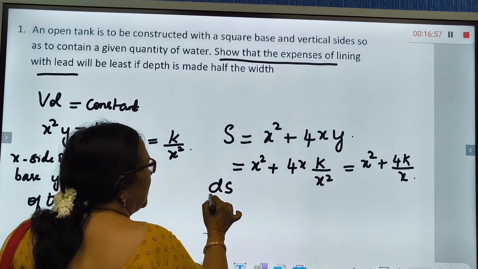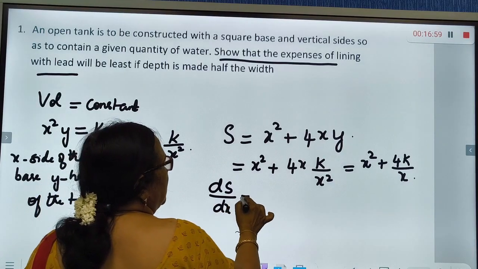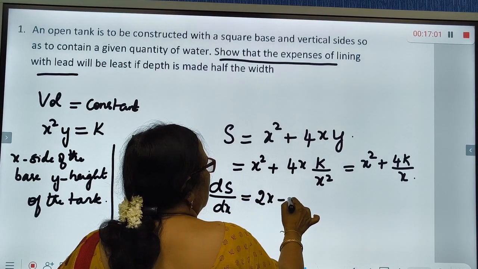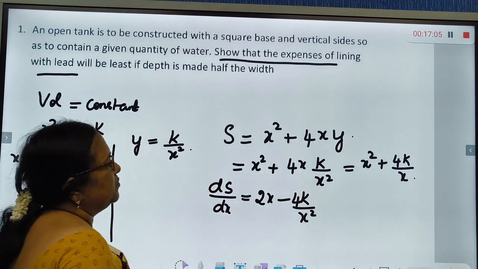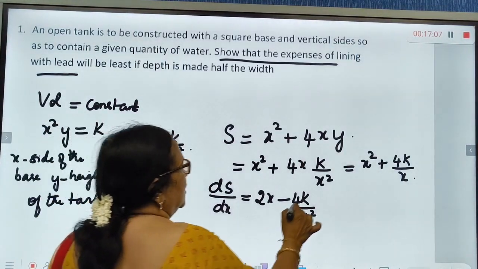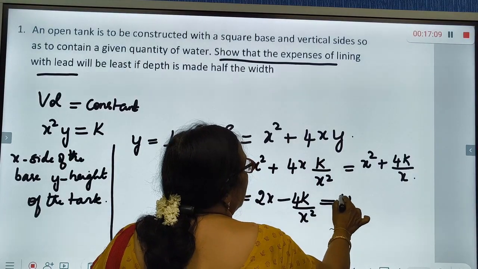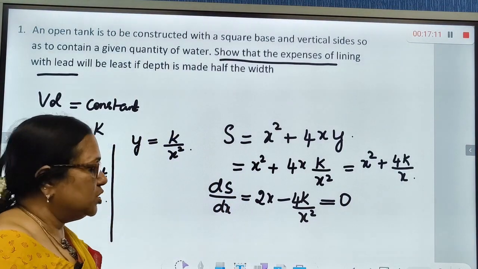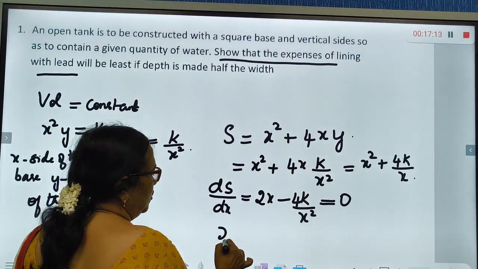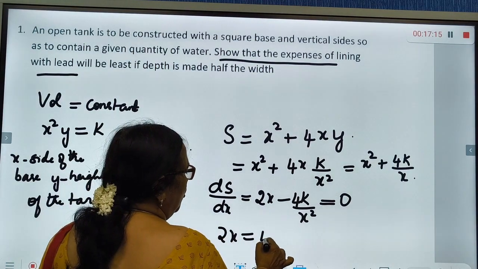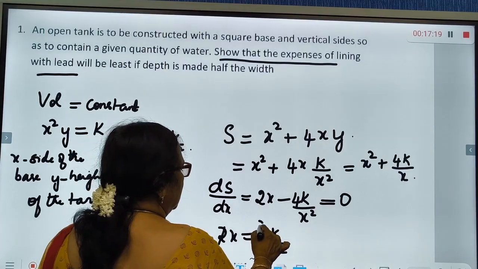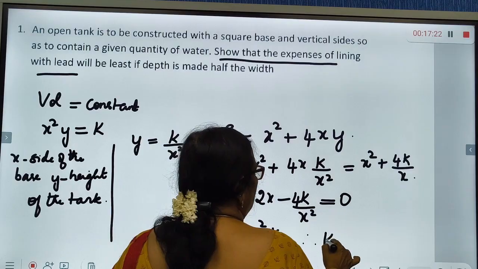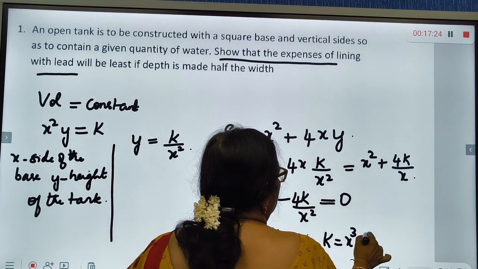Now ds by dx will give you 2x minus 4k by x square. Derivative of 1 by x is minus 1 by x square. To find the critical point, equate ds by dx to 0. So you get 2x equal to 4k by x square. Therefore, you get k equal to x cube.